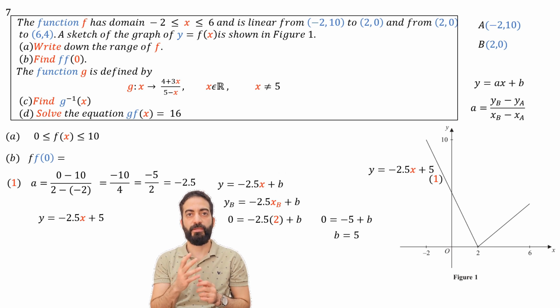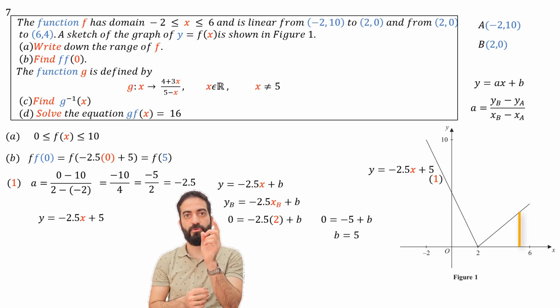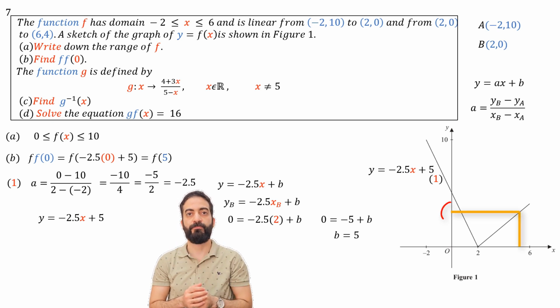Now we want the answer to f(0). This means in place of x, we must put 0. So we get that f(0) equals 5. Now we must get f(5). That is, when x equals 5, we must get the answer for y.